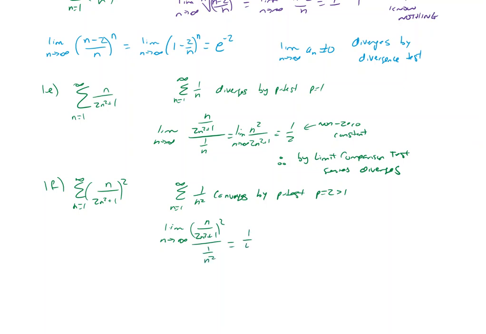this could be 1/4, folks. A non-zero constant. Therefore, they converge together because we know the denominator converges by the limit comparison test. The series converges.